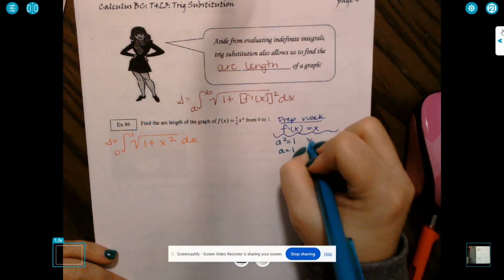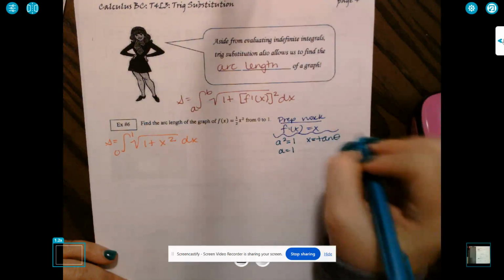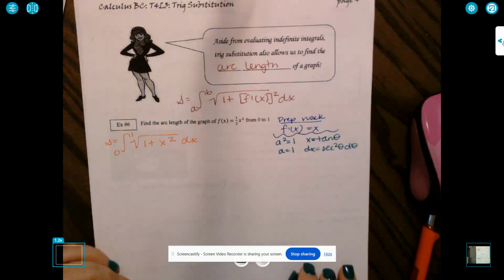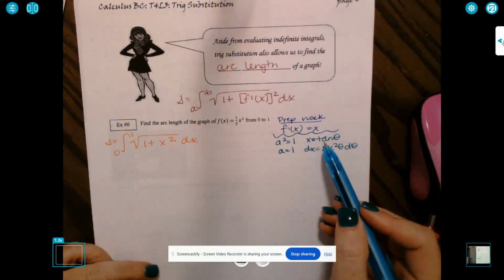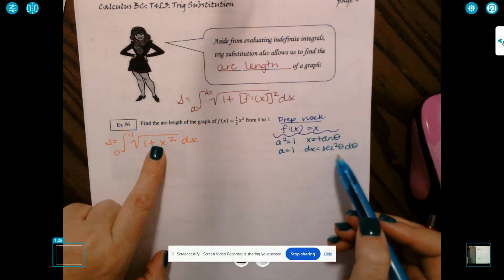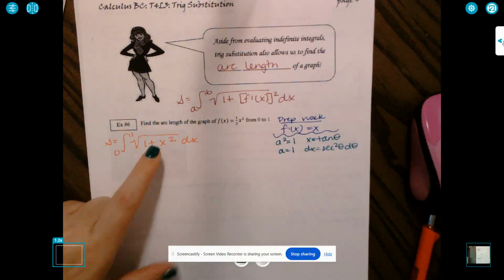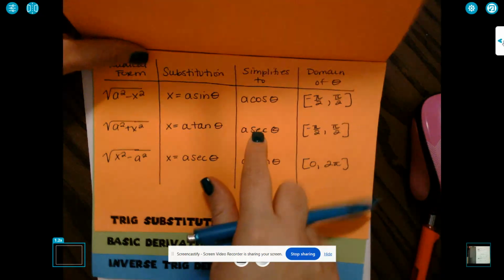And then in that situation, using your chart or your flipbook, we know that x is going to be tangent of theta. Therefore, dx is going to be secant squared theta d theta. All right, remember, we can do all of the calculations on that, or we can just know that when our x is tangent theta, it's going to jump our answer here to secant. Okay? Again, flip book right here. If we're using x equals a tangent theta, it's going to simplify it down to a secant theta whenever we're done with that.